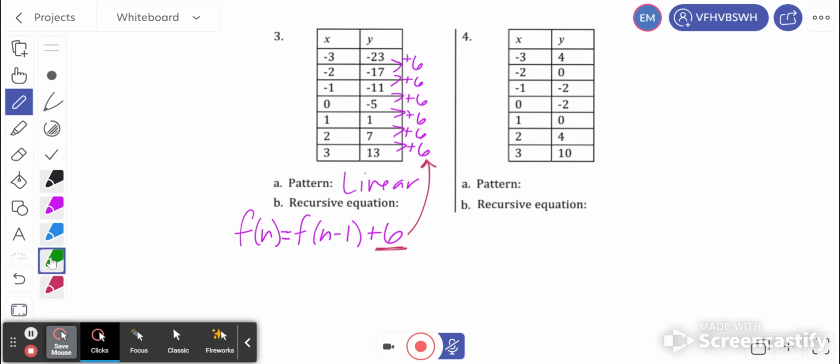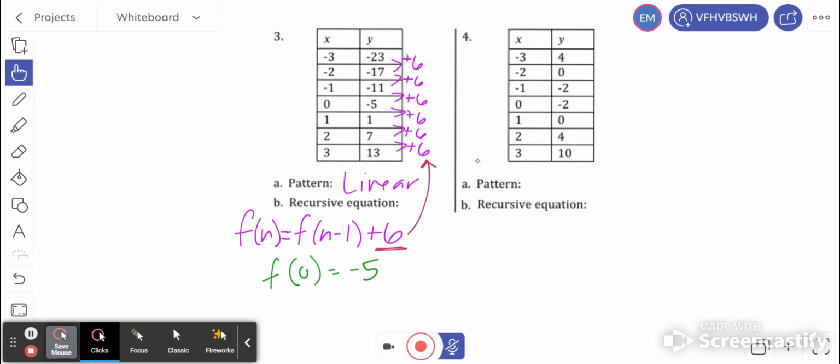And remember, you always have to give a start value as well. Doesn't matter what row in the chart you pick. F of 0 equals negative 5. I tend to pick whichever one is the f of 0, but it doesn't really matter. I'll have whatever on there as an answer key option. So just make sure you pick one of the patterns or one of the start values.